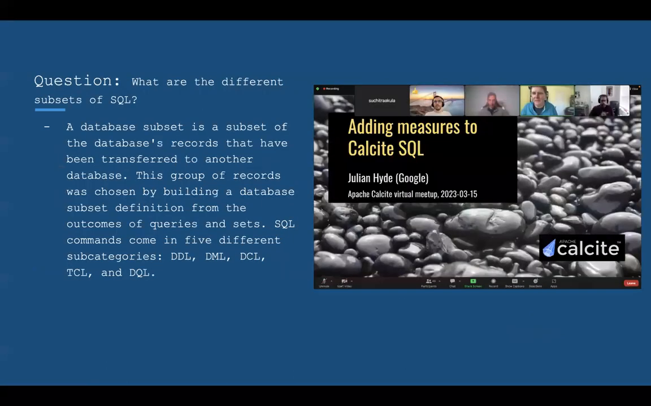One of the questions I discussed in the meetup was a simple question about what are the different subsets of SQL. And then they told me this. A database subset is a subset of the database's records that have been transferred to another database. This group of records was chosen by building a database subset definition from the outcomes of the queries and sets. So, SQL commands come in five different subcategories: DDL, DML, DCL, TCL, and DQL.